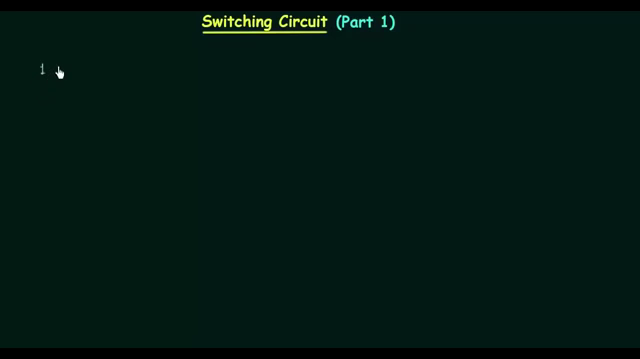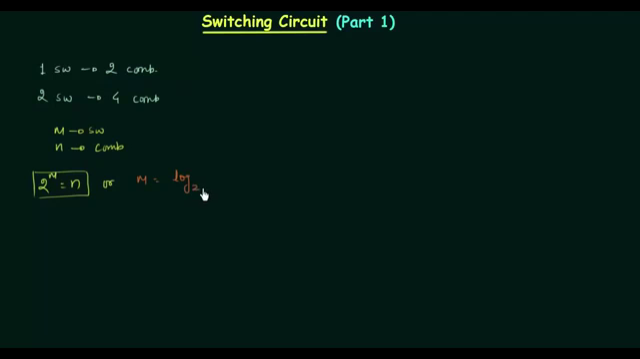If we have one switch, then we can implement two combinations, and if we have two switches, we can implement four combinations. This is something we already know, and I can generalize this. If I have m number of switches and n is the total number of combinations that we want, then 2 to the power m is equal to n, right? Or I can write m equals log with base 2 of n. So if we know the number of combinations, we can easily find out the number of switches required.